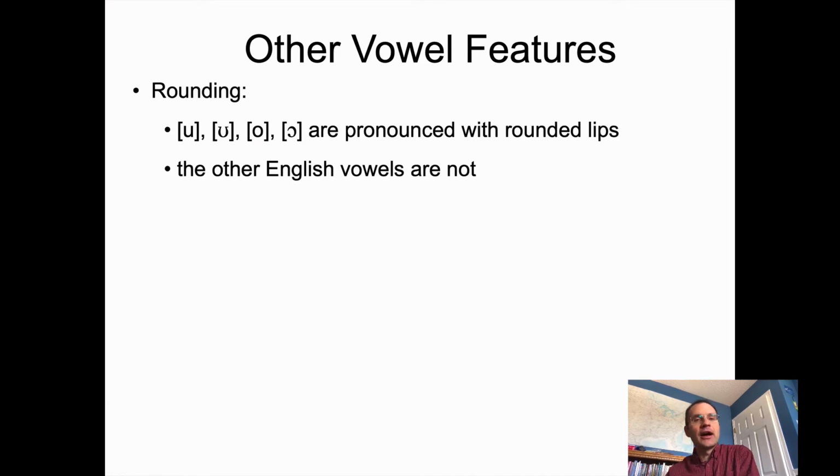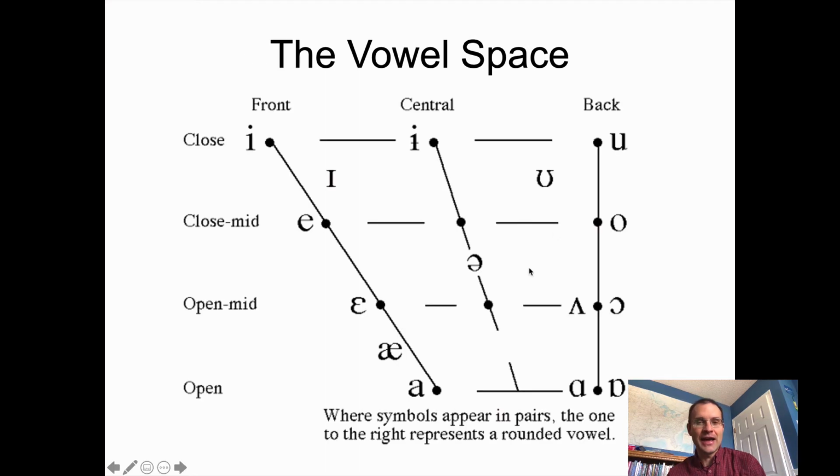The other English vowels, however, are not rounded consistently. So if we look at all these, except for these ones over here on the right, every single one of the other ones is going to be unrounded.